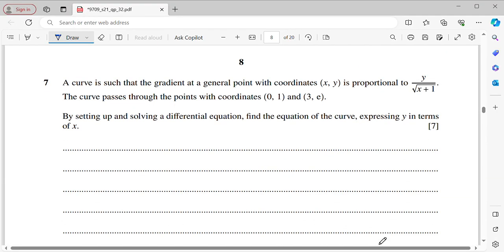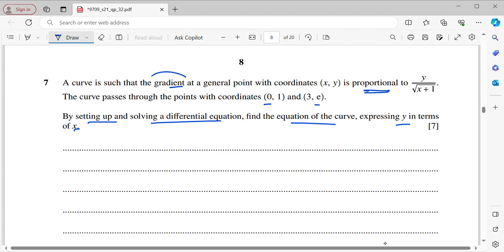Okay, for question number 7, a curve is such that the gradient at a general point with coordinates x, y is proportional to y over square root of x plus 1. The curve passes through the points with coordinates 0, 1, and 3, e. By setting up and solving a differential equation, find the equation of the curve expressing y in terms of x.